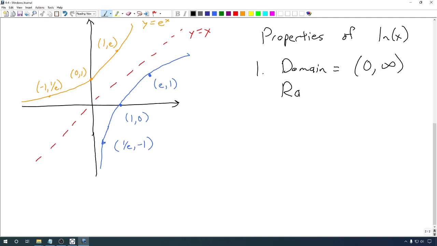Our range, on the other hand, because our domain for e to the x was everything, we could put in any x value that we wanted. That means that when we switch x and y, we can get out any y value that we want from the natural logarithm. The range of the natural logarithm is literally everything, the entire real line. So we can't put in every number, but we can get every number out.